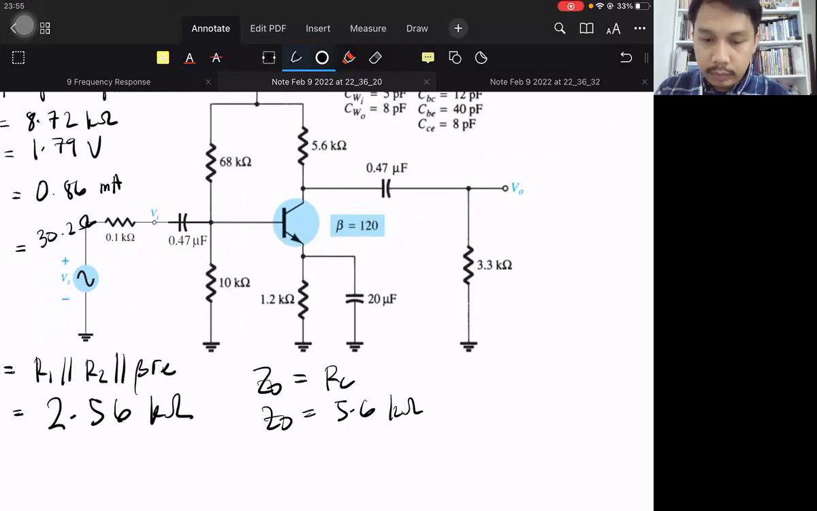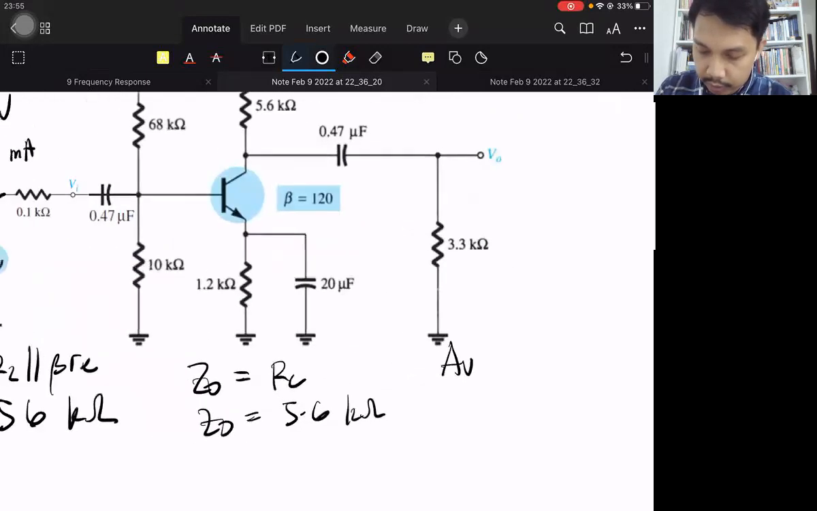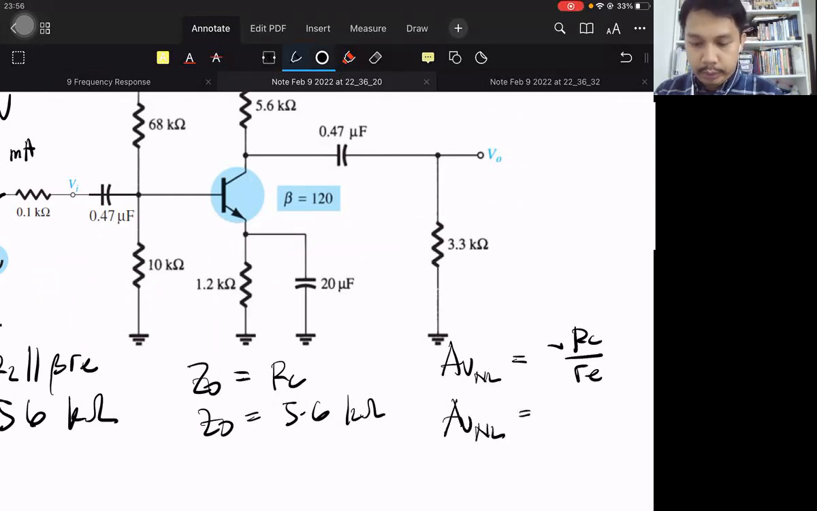Next, AV, or AV no load, the no load voltage gain. It is negative RC over small RE. So AV no load is equal to 6K divided by 30, which is approximately negative 185.